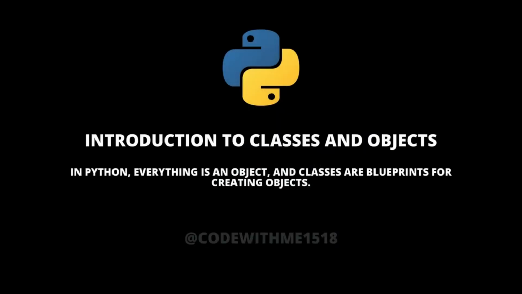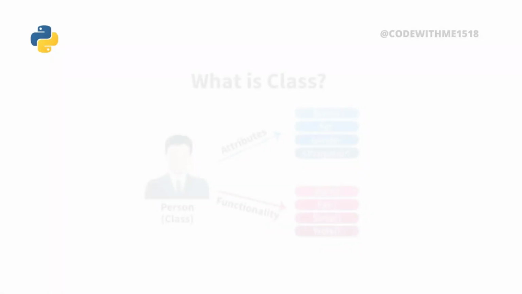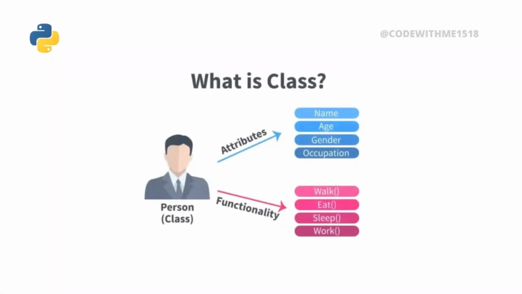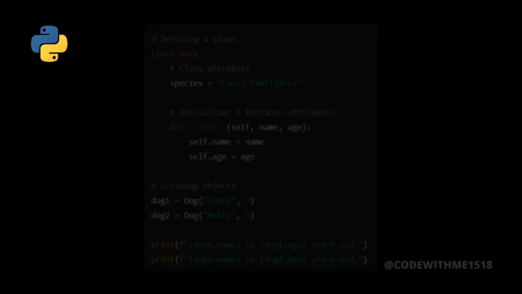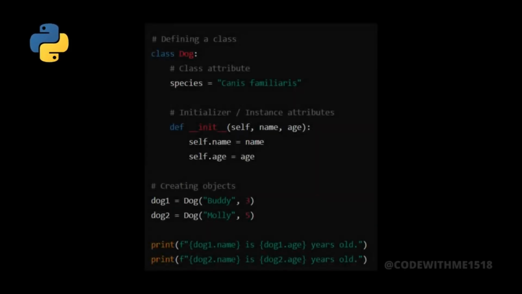Classes and objects. In Python, everything is an object, and classes are blueprints for creating objects. Here's how you can define a class and create an object from it. In this example, we define a class Dog with a class attribute species and instance attributes name and age. The __init__ method is a special method called a constructor that initializes the instance attributes.